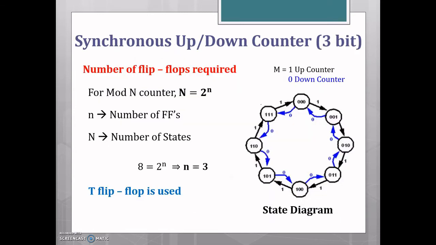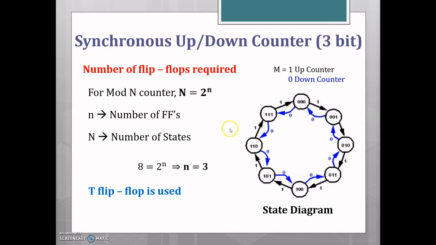So the next type of counter is the synchronous up-down counter. This counter is a multi-mode counter since it can count in both directions, upward as well as downward. So here I will be having one control input M. This figure shows a state diagram for the synchronous up-down counter, and again it is a 3-bit counter. The black lines represent the up counter and the blue lines represent the down counter. The up counter will count 0, 1, 2, 3, 4, 5, 6, 7, 0. The down counter will count 1, 0, 7, 6, 5, 4, 3, 2, 1, 0.